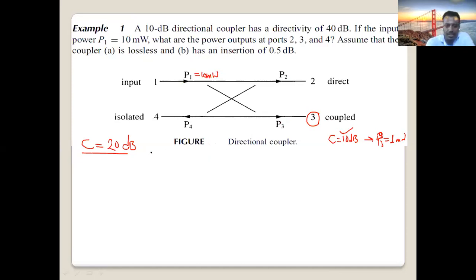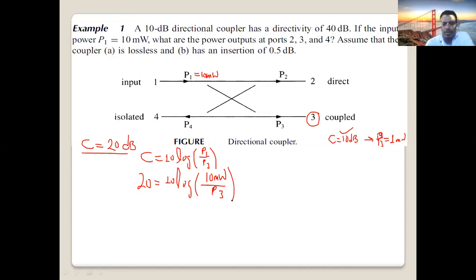So what is the formula for C? C is equal to 10 logarithm of input power P1 divided by P3. Okay. So how much is C now? C is now 20, which is equal to 10 log of P1, which is how much? 10 milliwatt. That is the input power divided by P3, which is coupled power.